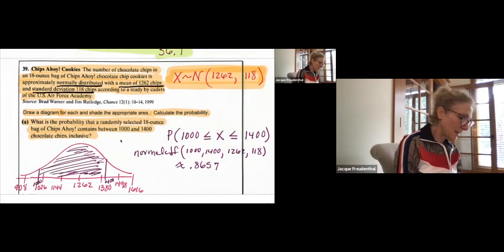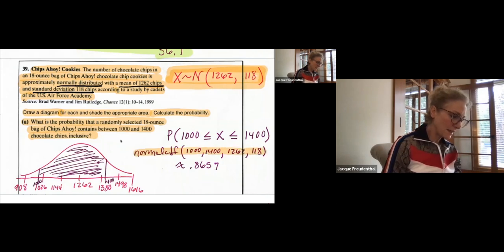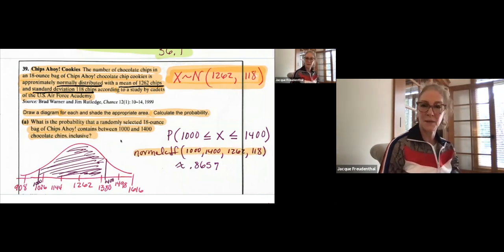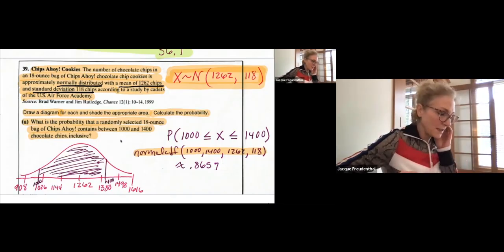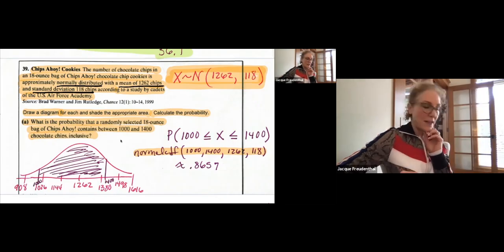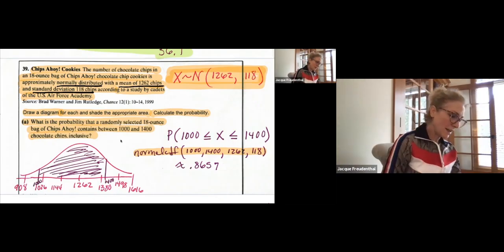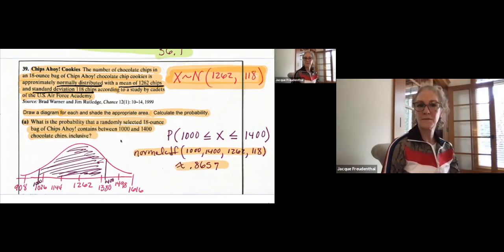Okay, so your technology would be normal CDF, 1,000 is your lower bound, 1,400 is the upper bound. You have to put your mean in differently now because it's not a z-score. You're given the mean to be 1,262 and the standard deviation of 118. And then you get your end result. Okay, questions on that?